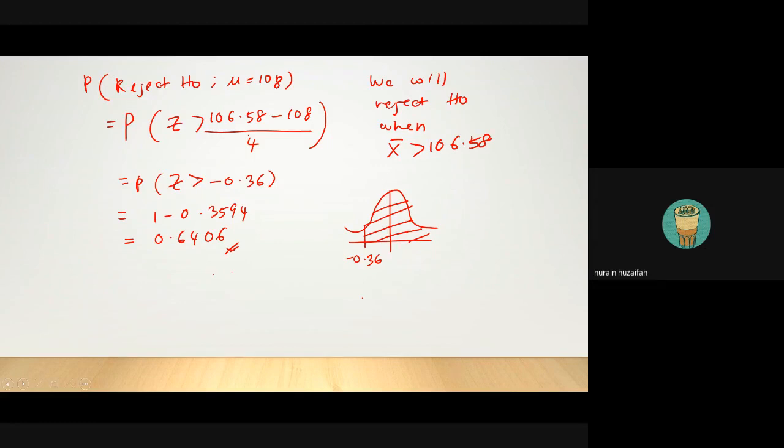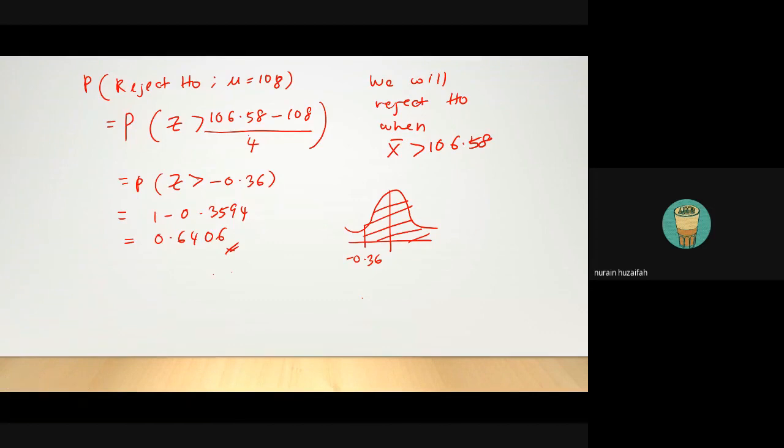Okay, it depends on your stats table. There are stats tables that give values between 0 and 0.5, for Z greater than, and so on. So this one I use the new stats table edition 2018. So you have Z greater than minus 0.36. So you should have 1 minus 0.3594, which gives you 0.6406.